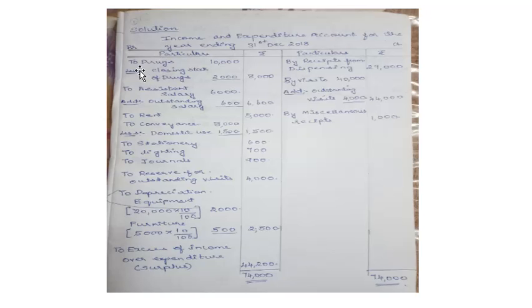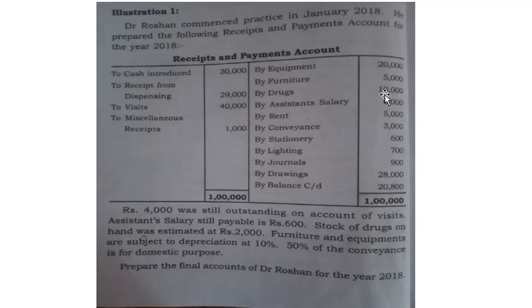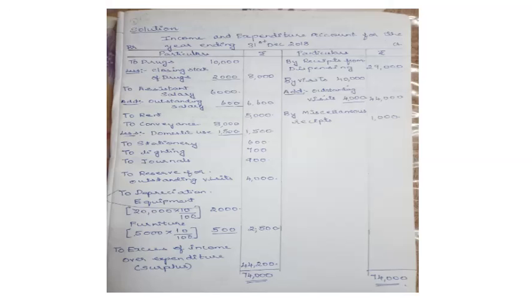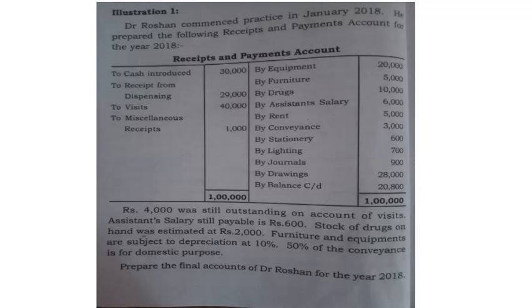In the solution I have written here, see, To Drugs, it is an expense, so we write it on the debit side, To Drugs. Now what is the amount of drugs? You see here 10,000, so I have come here and To Drugs 10,000. Next, is there any adjustment for drugs? You go through here: stock of drugs on hand estimated to be rupees 2,000. Stock means it is remaining.